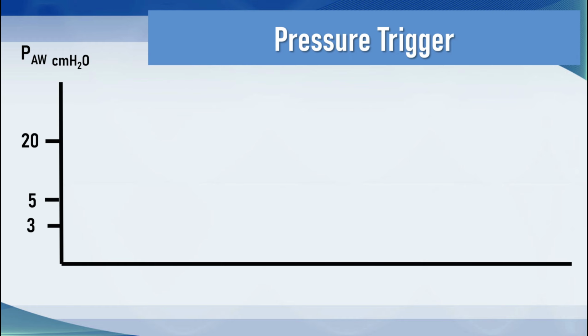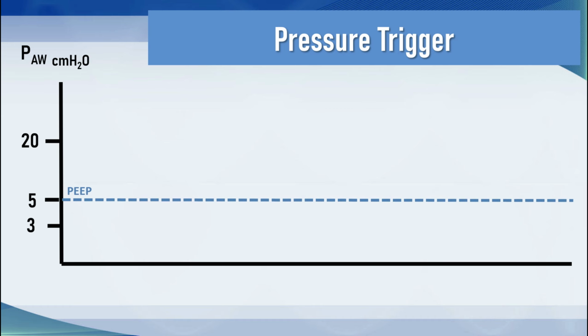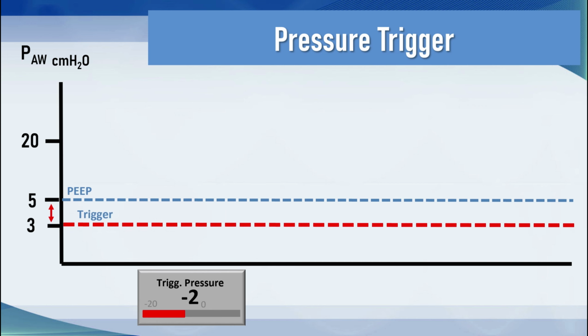On this pressure waveform display, we're going to set the PEEP at 5 centimeters of water, which means that the airway pressure must drop below that level to trigger it. We're going to set the negative pressure trigger at -2. That means that the airway pressure must drop to 3 centimeters of water or below to trigger the ventilator. Let's just see what happens with Eddie.